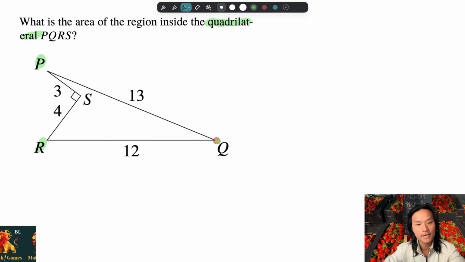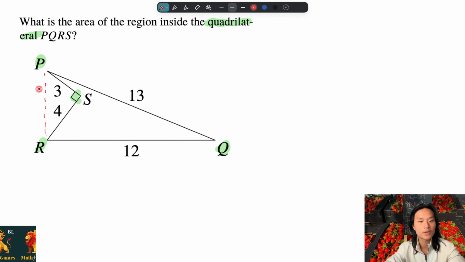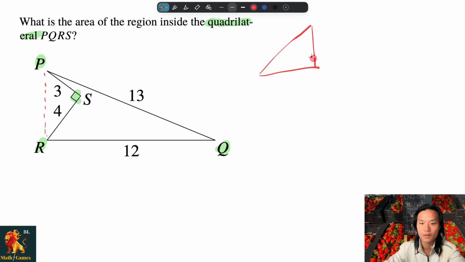So let's try this. Immediately I see a right angle here. So let's connect the points P and R like that, okay? Now that becomes a right-angled triangle with sides 4 and 3.